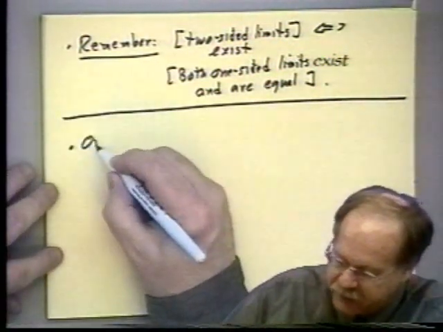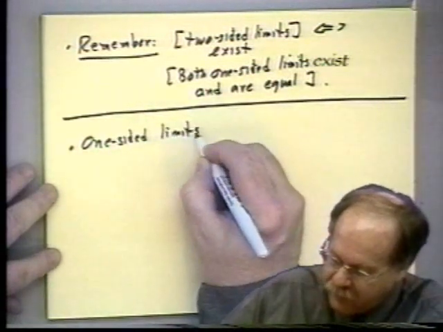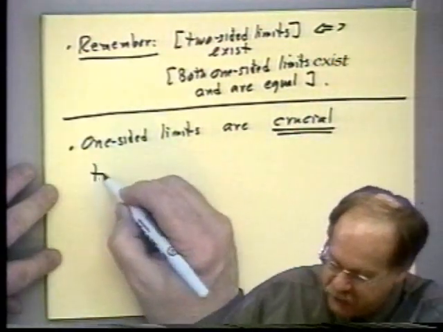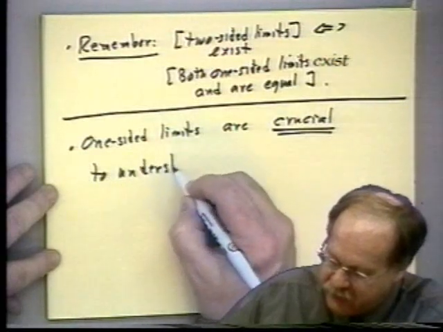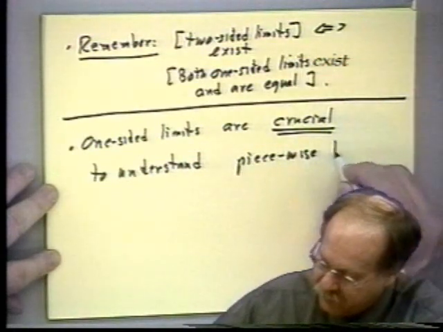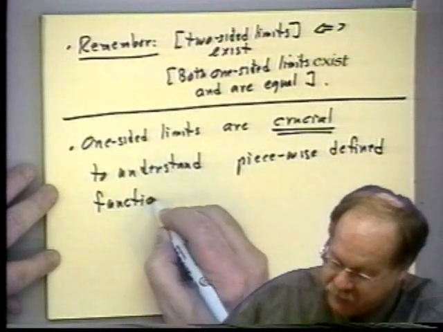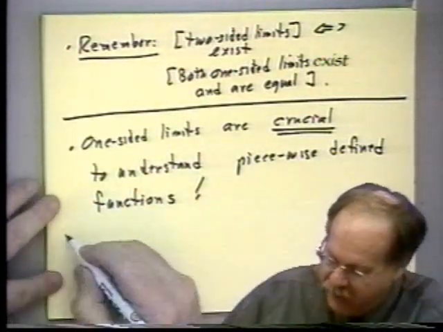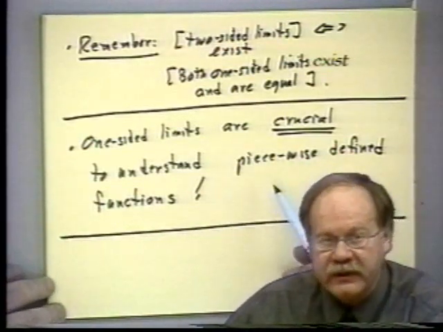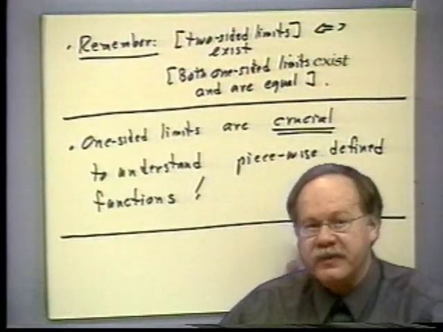Then, the other point I wanted to make here is that one-sided limits are absolutely crucial to understand these so-called piecewise-defined functions. Because these functions are made up, as their name suggests, of pieces. And to understand what's happening where these pieces join or don't join is to look at the one-sided limits and draw your conclusions from that. Now we're going to stop for a moment, and then we'll do some exercises on limits.